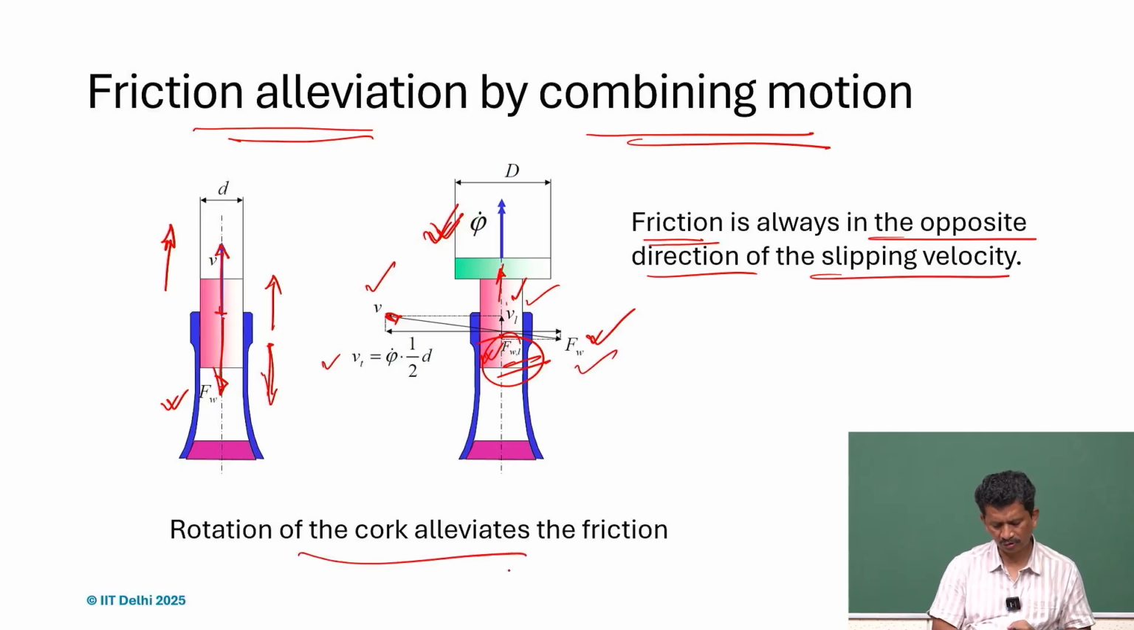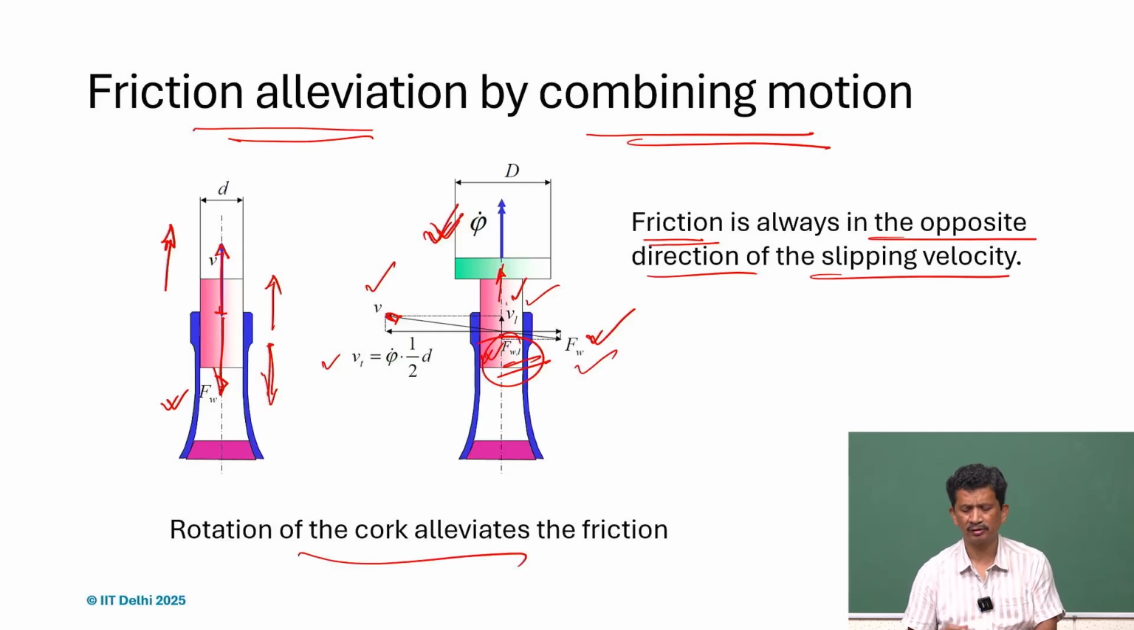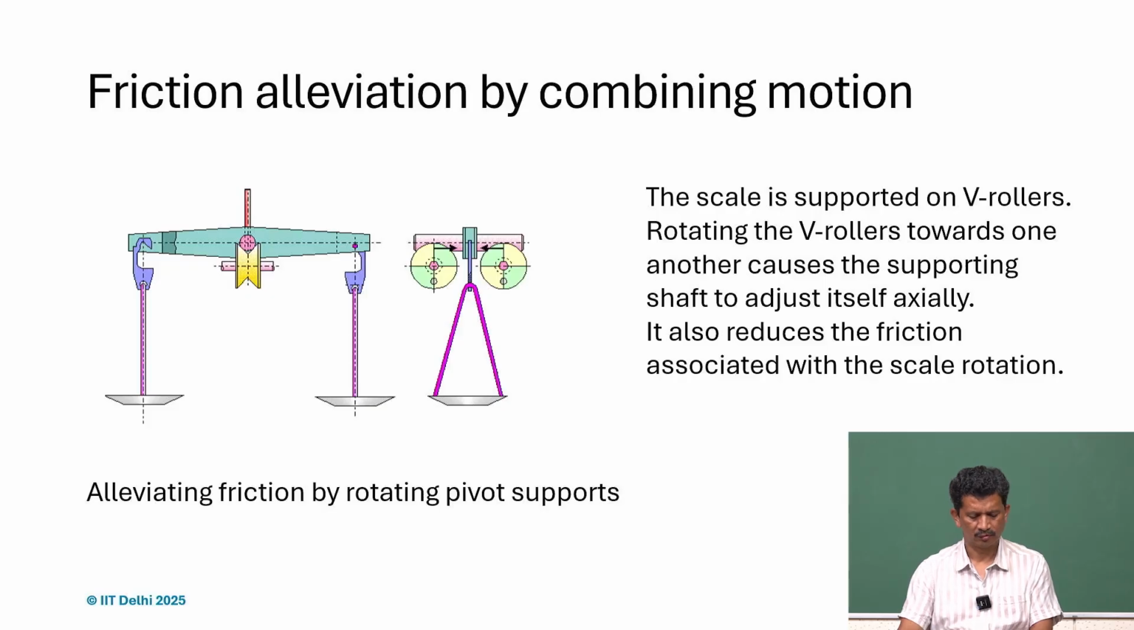So rotation of the cork alleviates the friction. This can be a very good strategy. Though we apply it very often, can we apply it when designing machines or things where friction is involved and we cannot get away with it? So very nice design, good designs, and that was implemented.